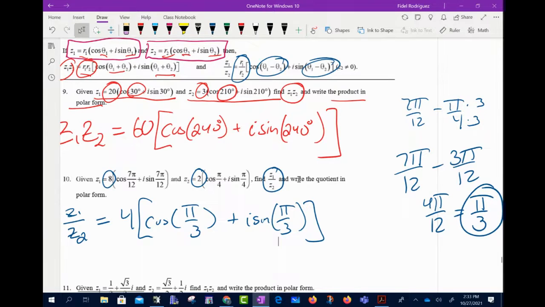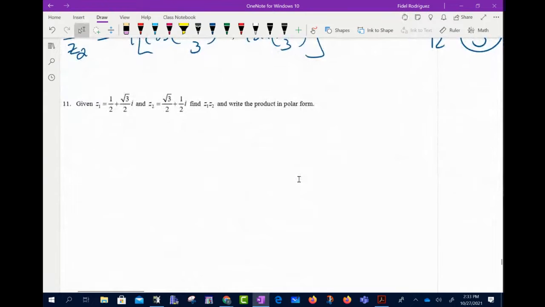All right. So let's take a look at number 11. Number 11 says, given Z1 is 1/2 plus the square root of 3 over 2 i, and Z2 is the square root of 3 over 2 plus 1/2 i, find Z1 times Z2 and write the answer in polar form. Okay, so first thing I would recommend that we do, y'all, let's take our Z1 and Z2 and convert those from rectangular form back into polar form, okay? So for Z1, y'all agree with me that A is 1/2 and B is the square root of 3 over 2?